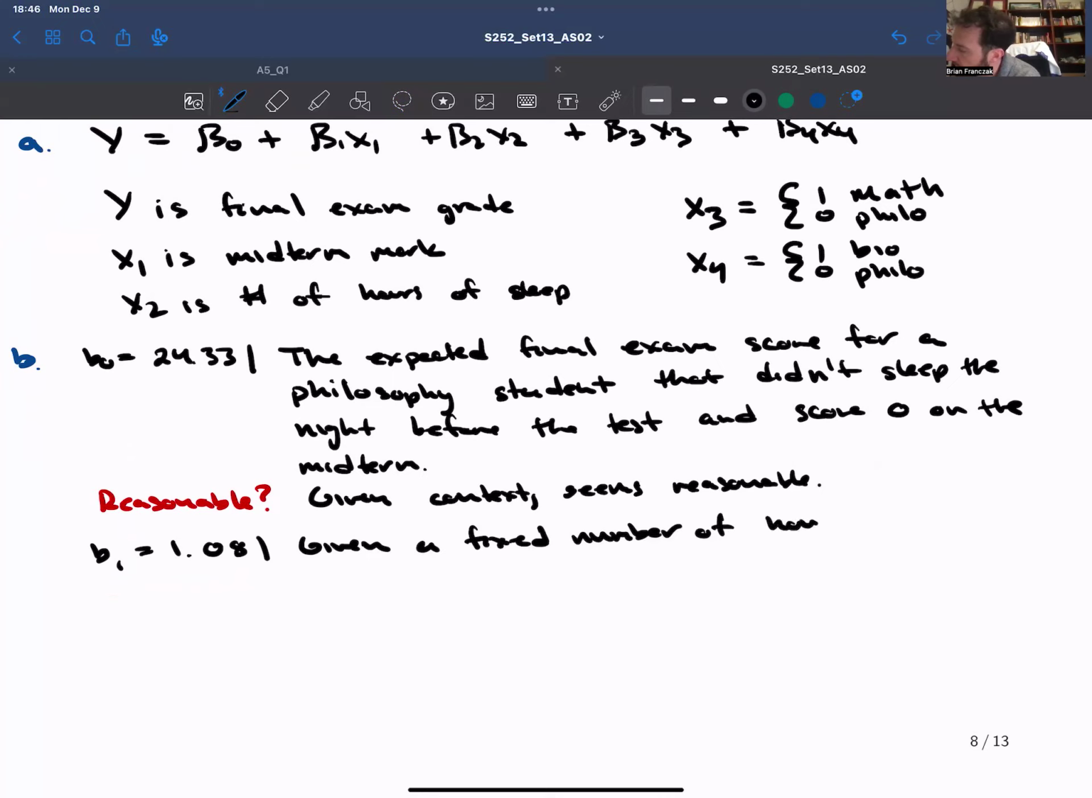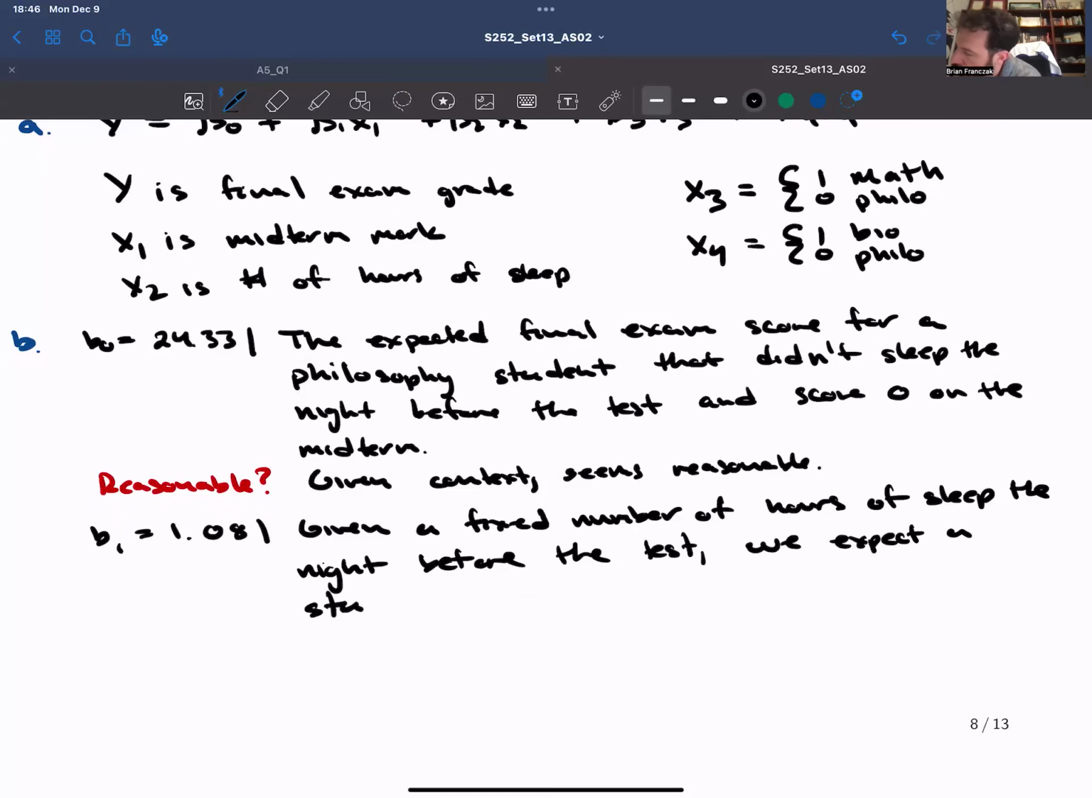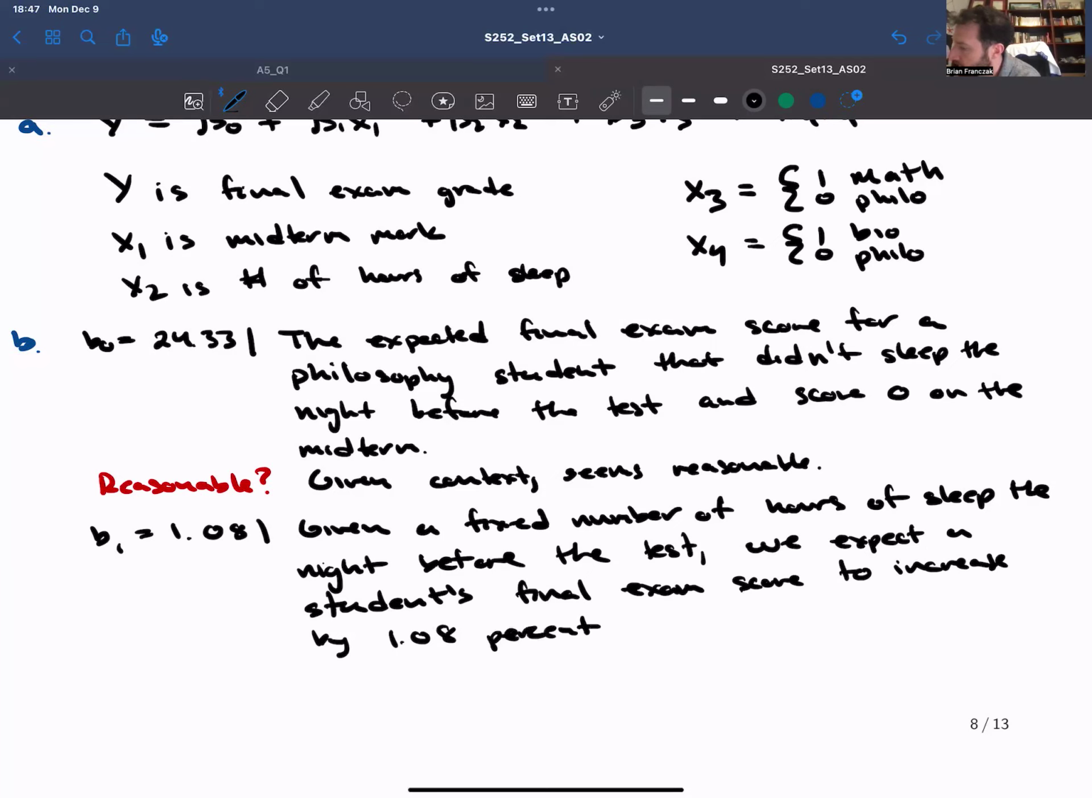number of hours of sleep the night before the test, we expect a student's final exam score to increase by 1.08% for every percentage point earned on the midterm.